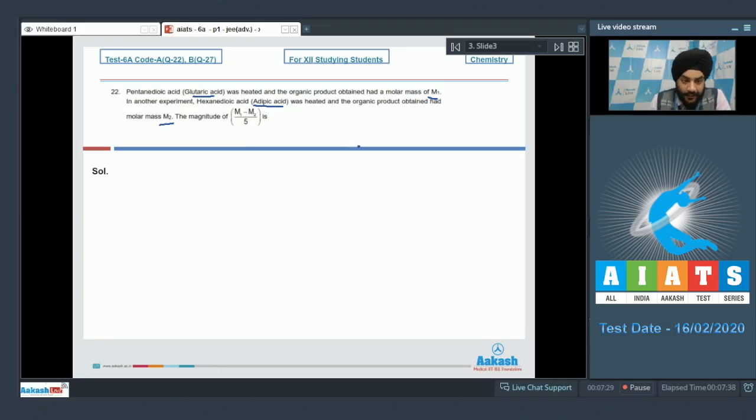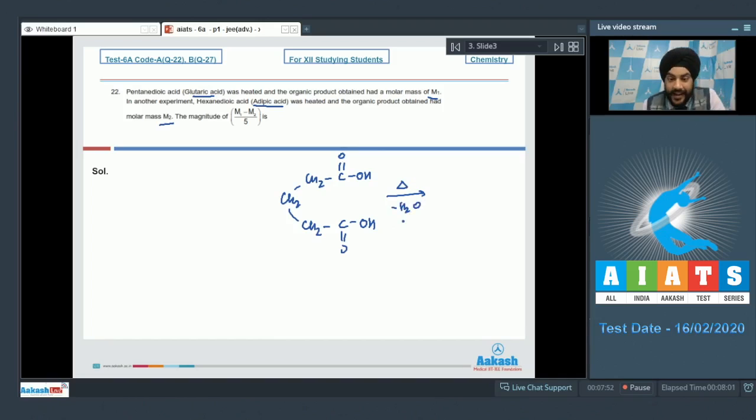So let us talk about the heating of these dicarboxylic acids. The first acid which we have is pentane dioic acid. So it is going to have 5 carbons in the main chain. So this is pentane dioic acid. When it is heated, it is going to lose an H2O molecule. It is going to get dehydrated, leading to the formation of an anhydride. So we are going to obtain a cyclic structure in which there are 6 members present in the ring, which is very stable. So this is the major organic product which is obtained due to heating of glutaric acid.